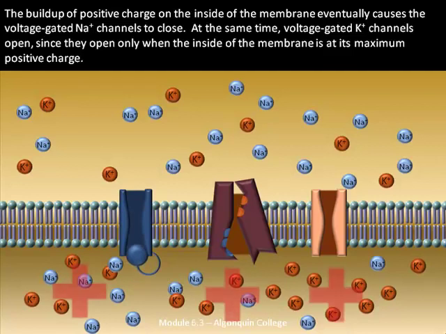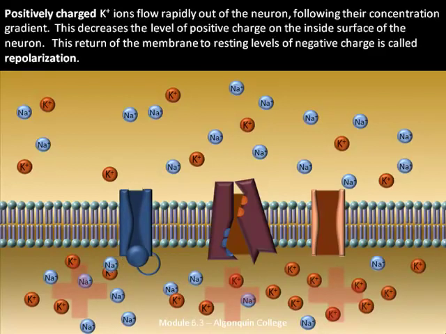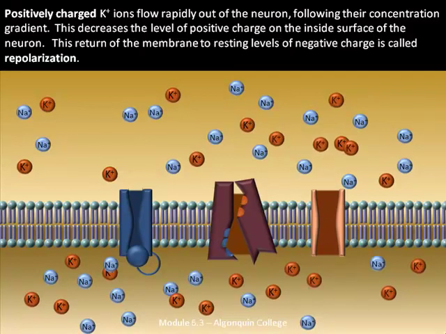At the same time, voltage-gated potassium channels open, since they open only when the inside of the membrane is at its maximum positive charge. Positively charged potassium ions flow rapidly out of the neuron following their concentration gradient. This decreases the level of positive charge on the inside surface of the neuron. This return of the membrane to resting levels of negative charge is called repolarization.